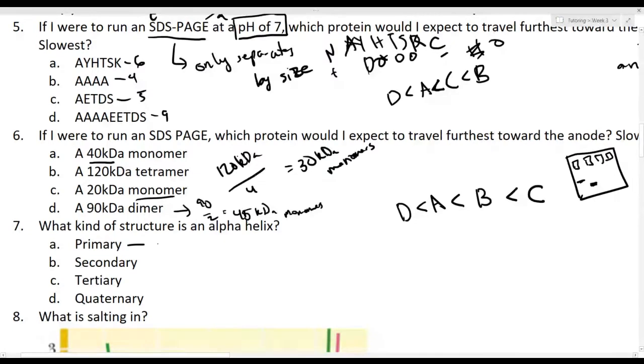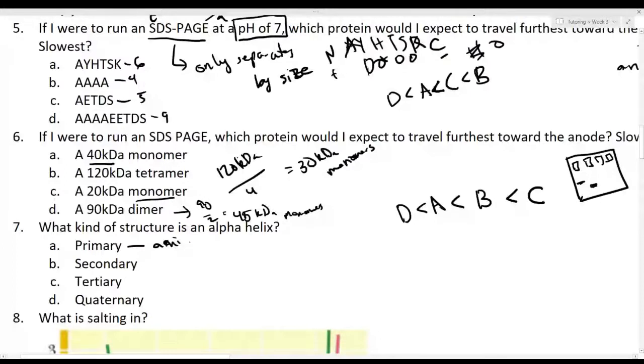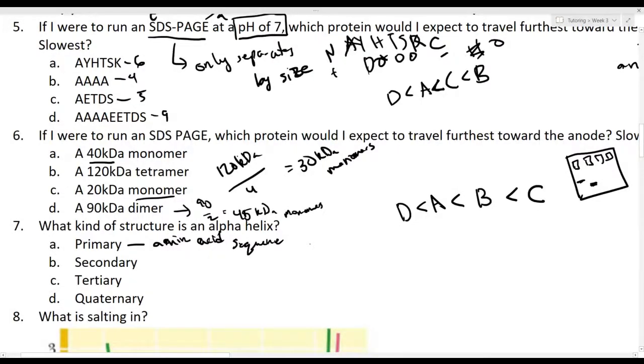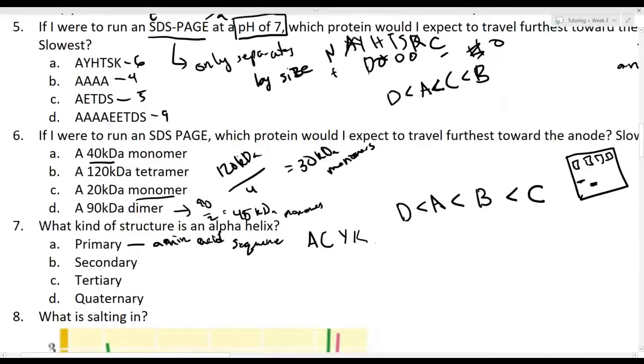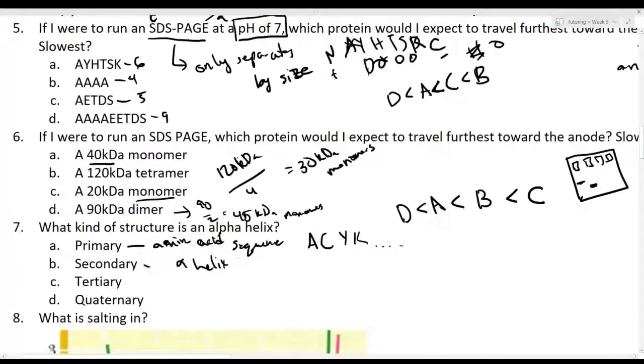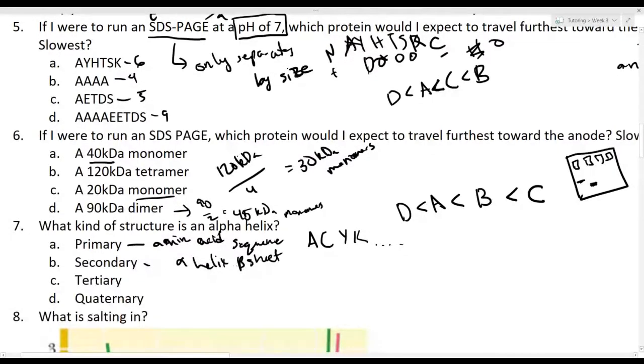So primary is just the amino acid sequence. So this would be like A, C, Y, K, and so on. Okay, your secondary structure is things like alpha helices, beta sheets, things like that that are kind of large, usually based on hydrogen bonding.